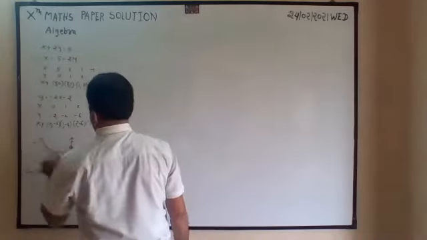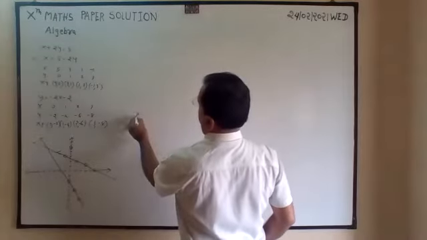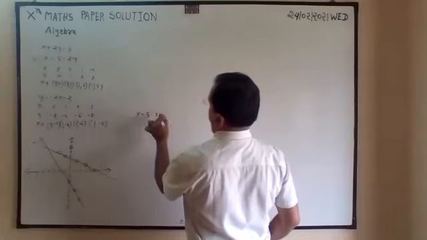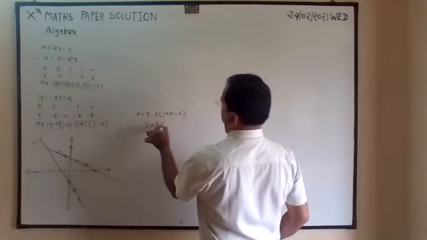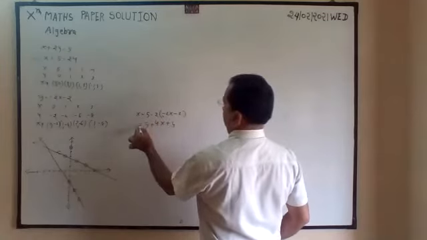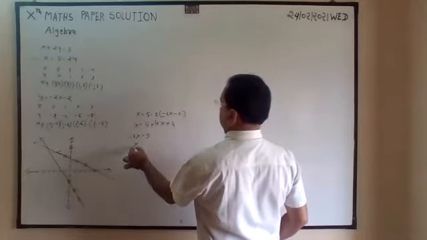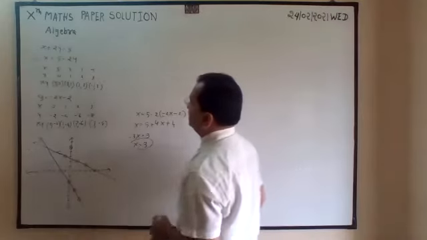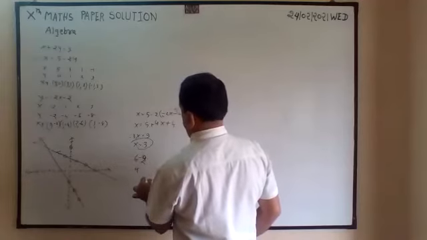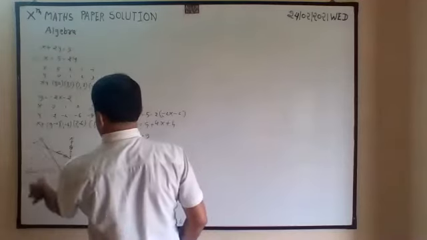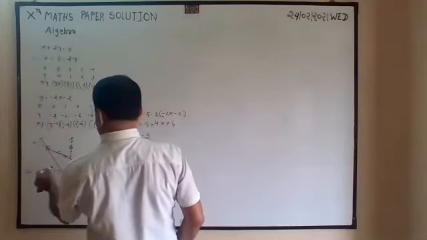Okay. So by substituting, I can get the answer. x is equal to 5 minus 2y, so substitute y equal to minus 2x minus 2. 5 minus minus plus 4x plus 4. So 9 is equal to minus 3x. x is equal to minus 3.